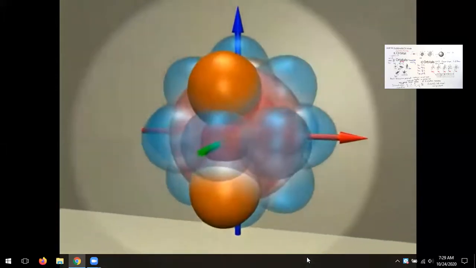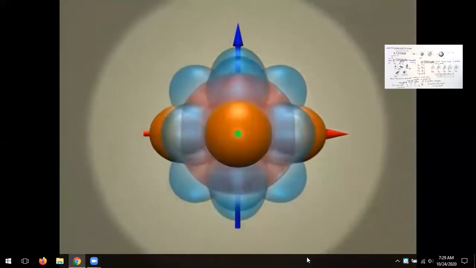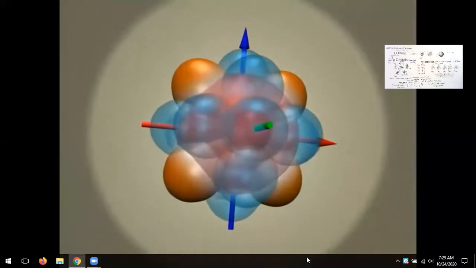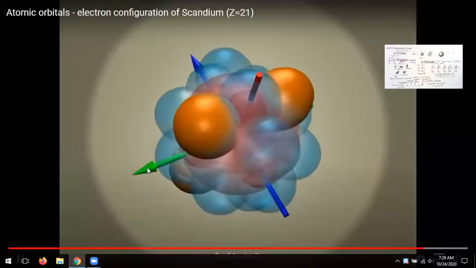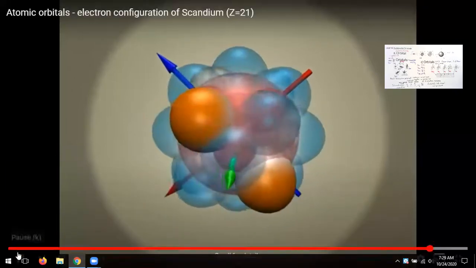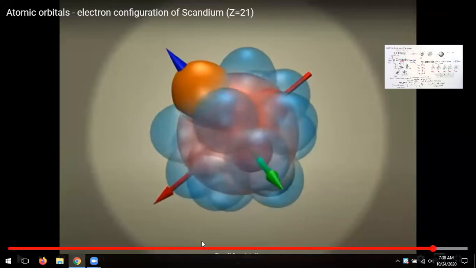It always goes from the lower energy up to higher, the closer orbitals up to the orbitals that are further away. All right, go ahead, pause. And I'll stop sharing my screen.